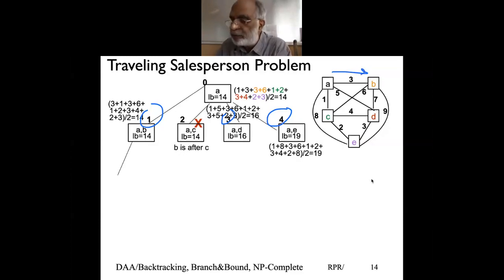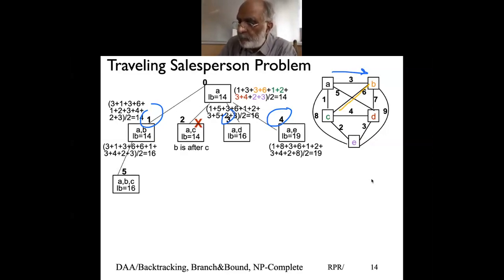From B I can go to C, D and E. So if I go to B to C, now look at what happens to my cost. For A it is still 3 and 1, this is already taken, I can always come back on this part. For B, it is 3 and 6. For C, this is given because I'm coming on this path. So my next minimum is 1.